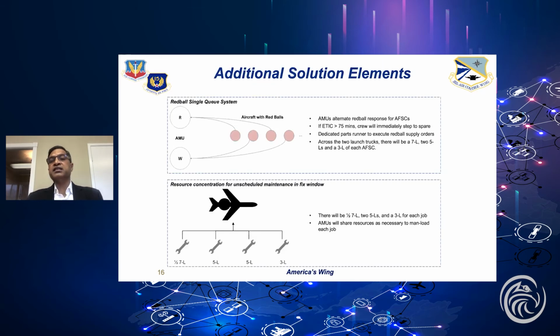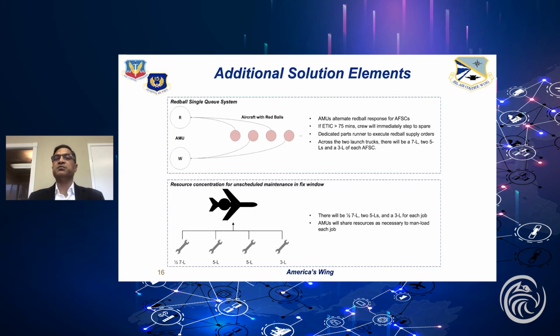Now, a few more things that we did on the maintenance side: because of the high red ball rate, sometimes the red AMU and the white AMU would have different aircraft in red ball. So we formed a single queue system. The first aircraft will go to one AMU, the second aircraft will go to the next AMU, instead of red AMU working on just the red aircraft and white AMU working on just the white aircraft. By focusing on that very clear single queue system, we were able to fix these red balls at a much faster rate rather than spreading thin.